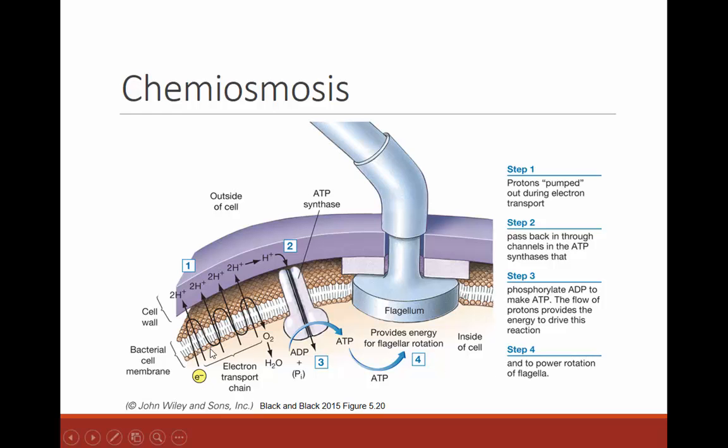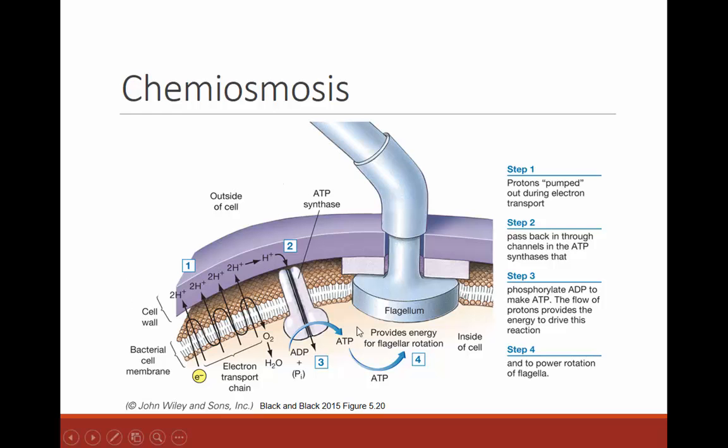move the flagella. So once again, you've got the electron transport chain, you've got lots of hydrogens coming out. Those hydrogens come back into the cell, allow the production of ATP. That ATP is then used to allow the flagellum to move.